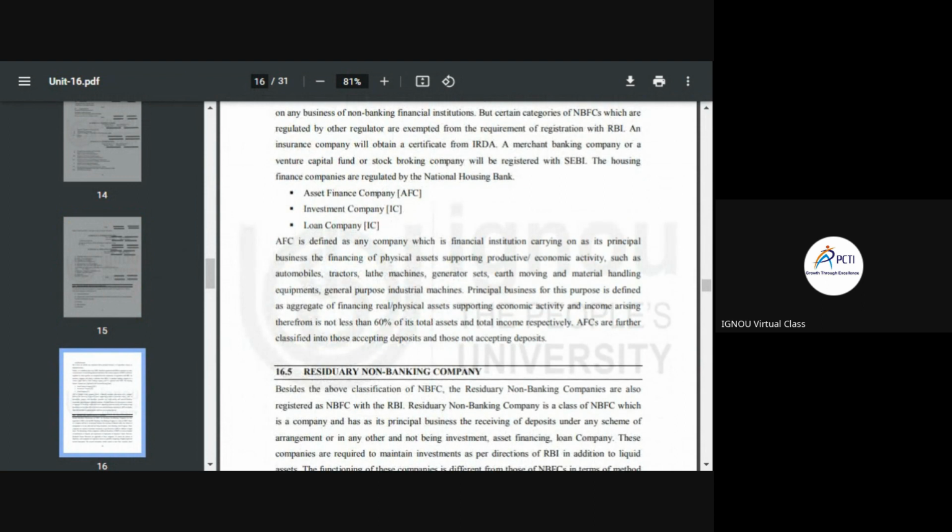Asset financing company is defined as any company which is a financial institution carrying on as its principal business the financing of physical assets supporting productive economic activity. And the principal business for this purpose is defined as the aggregate of financing real physical assets supporting economic activity and income arising therefrom is not less than 60% of its total assets and total income respectively. So basically asset financing companies are further classified into those accepting deposits and those not accepting deposits.